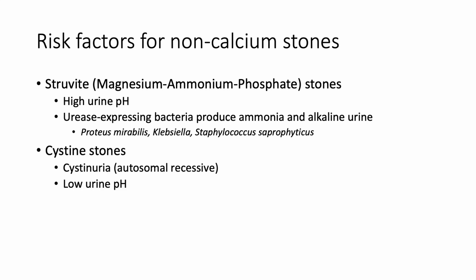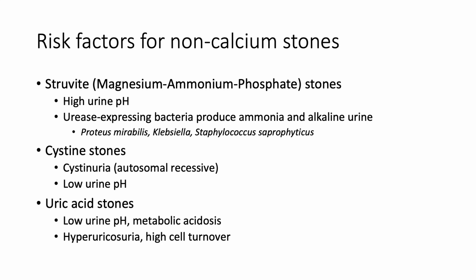Cystine stones are caused by an autosomal recessive genetic disorder called cystinuria, and they tend to form in a low urine pH. And then uric acid stones also form in a low urine pH. You'll often see these in folks with a metabolic acidosis because there are more hydrogen protons that need to be excreted by the kidneys, and so that's going to lower your urine pH.